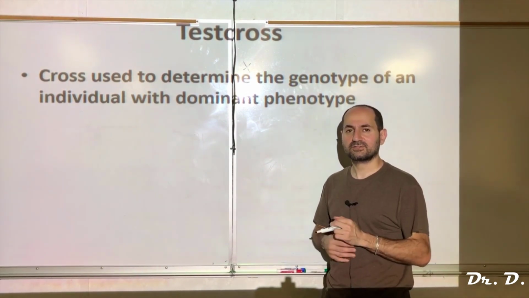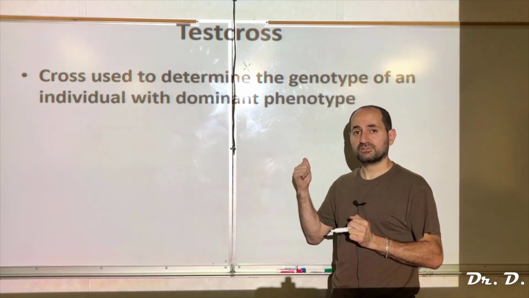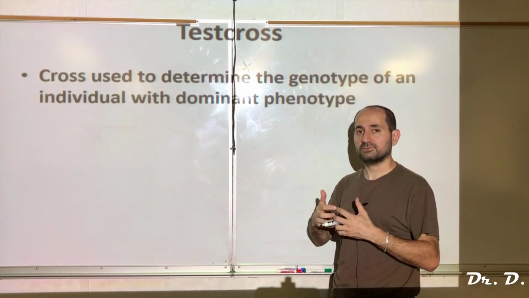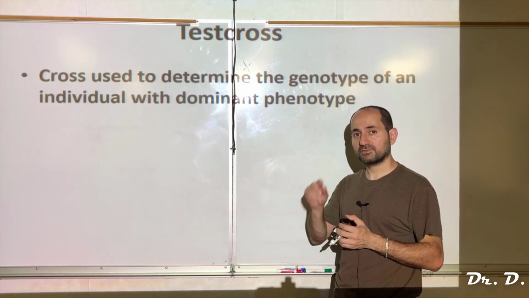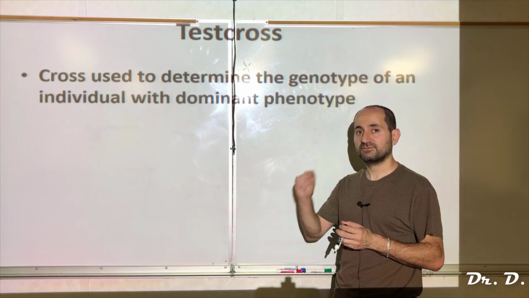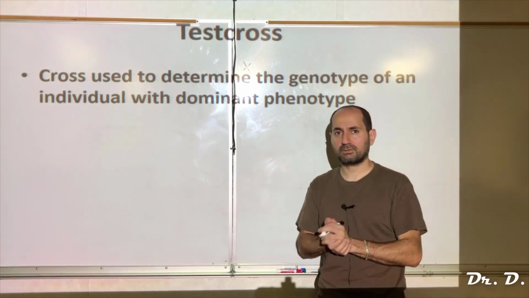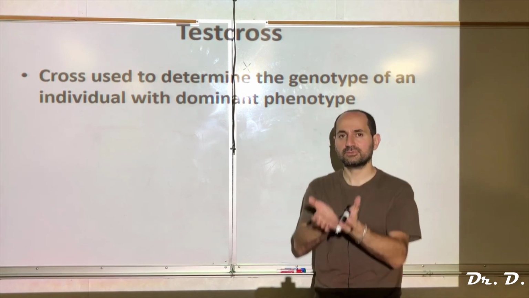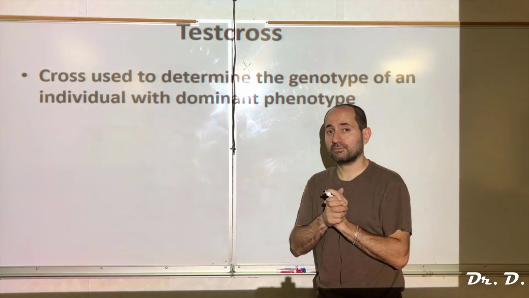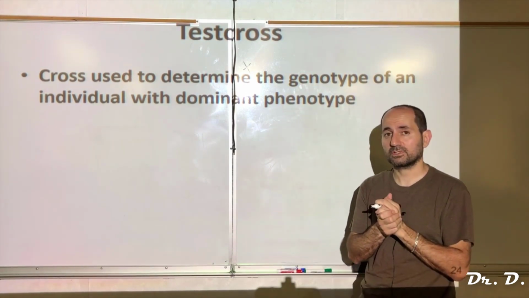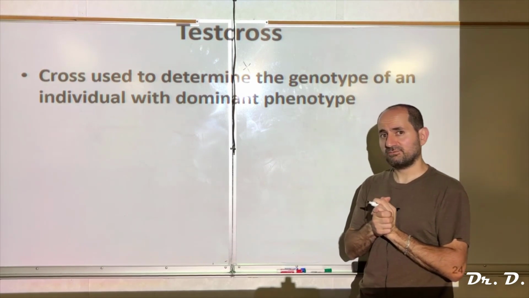All right, so this is the last concept of the chapter. This is the concept of a test cross, which is a very simple cross you can do to figure out the genotype of a creature with a dominant phenotype. Okay, so what do I mean? Let's say I give you a purple flower pea plant, and you know that purple is the dominant flower color. Do you know the genotype of that plant I just gave you?